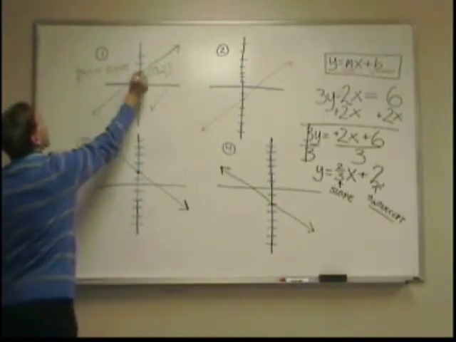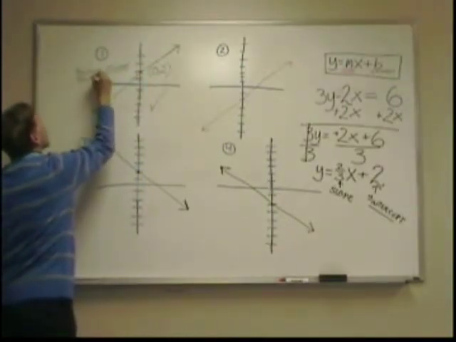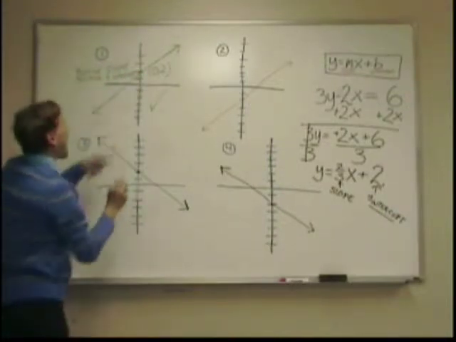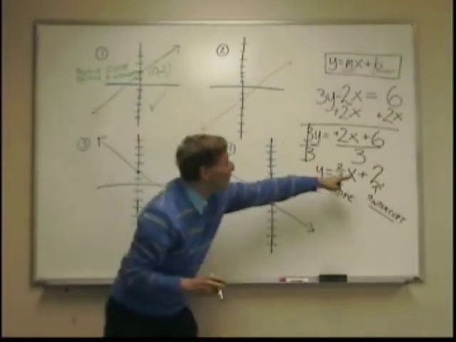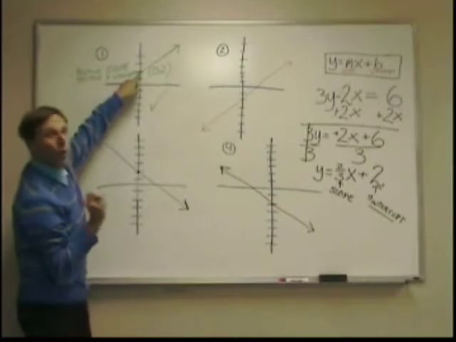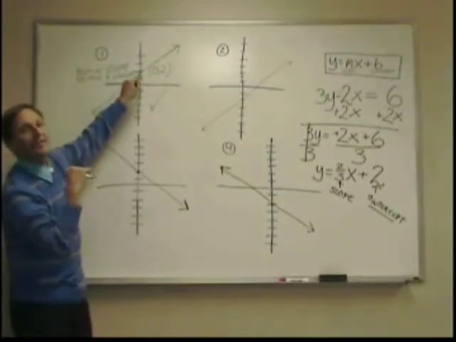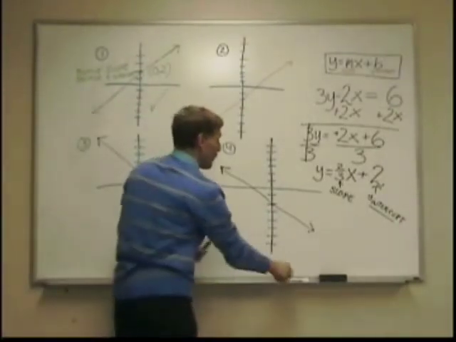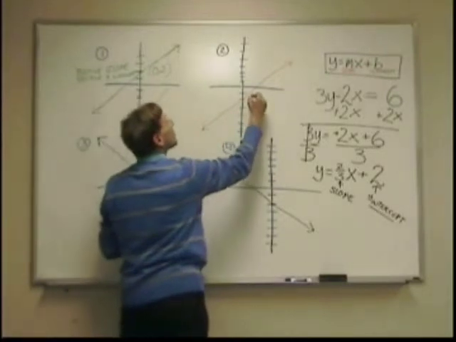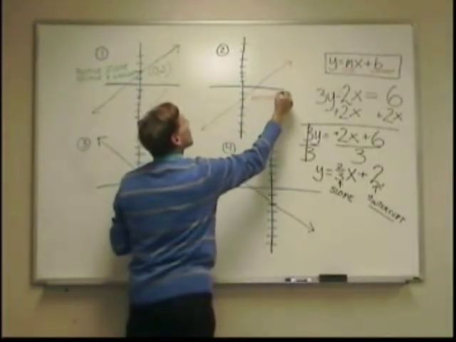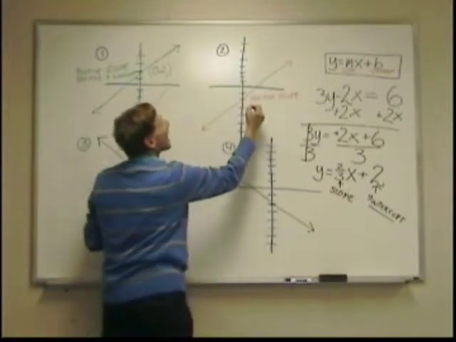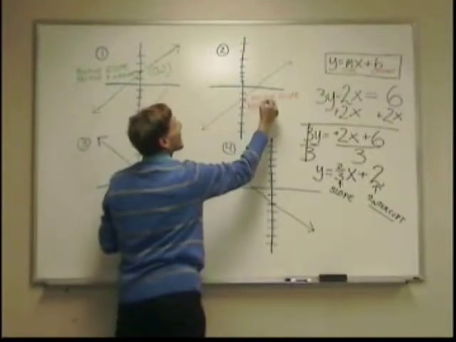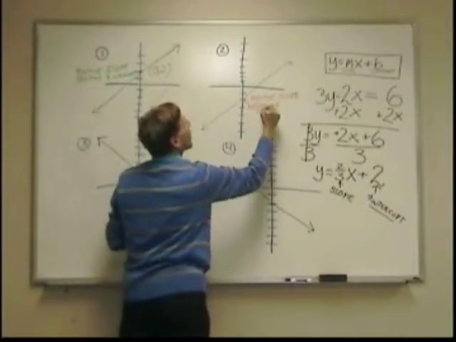And it's also a positive y-intercept. At the proper intercept of 2. It's crossing at 2 up. You want to check that to make sure it's at the exact point. This one also has a positive slope, this red line. It's going up. But its y-intercept is negative. It's negative 2. It has a negative y-intercept.